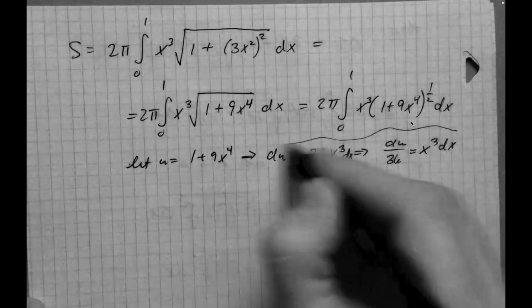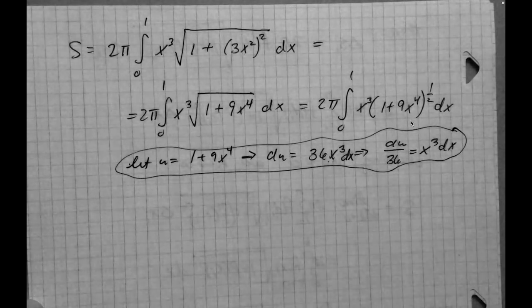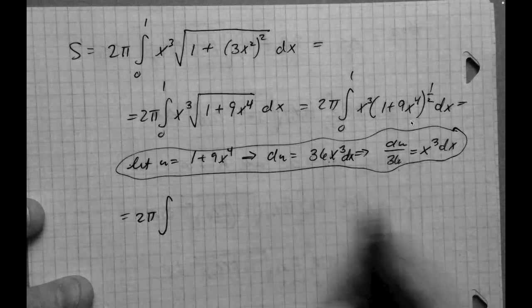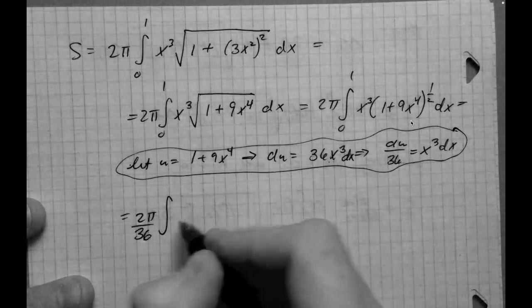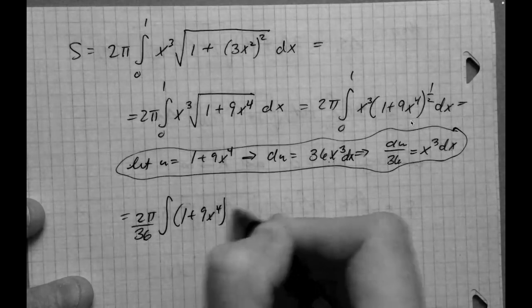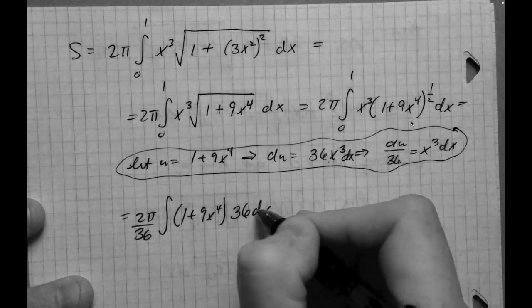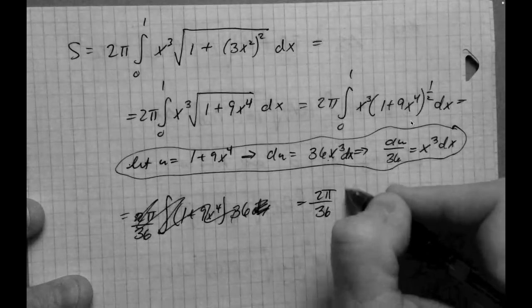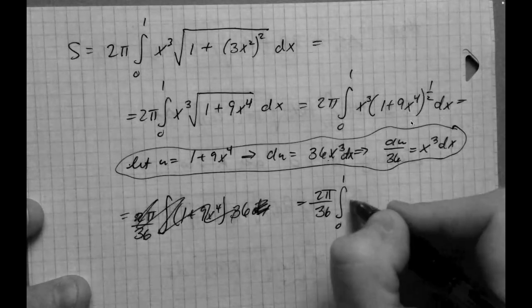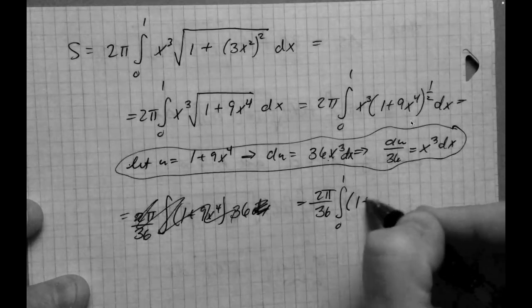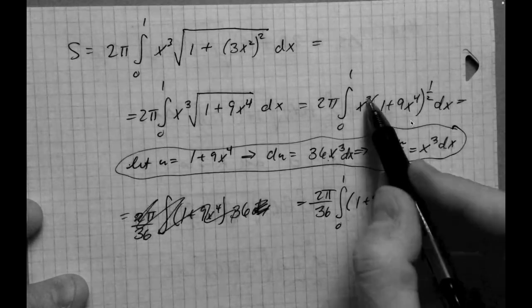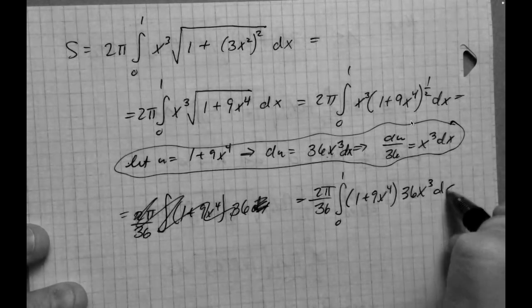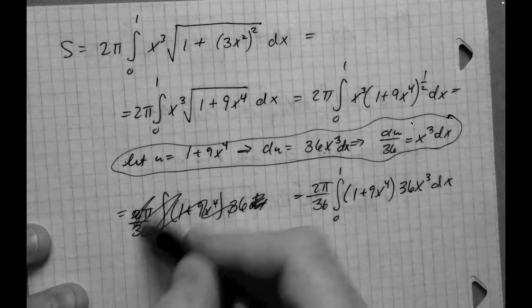Okay, so this is kind of the side calculation, just to make sure you understand what the change of variables needs to be. And so this is 2 pi times, well, you're going to have to bring in a 36 here, aren't you? So it's 2 pi over 36, and then it's 0 up to 1. And then just kind of rearranging these things: 1 plus 9x to the 4th, and then x cubed, but I've multiplied and divided by 36, right? To get this change of variables to work. Okay, like so.